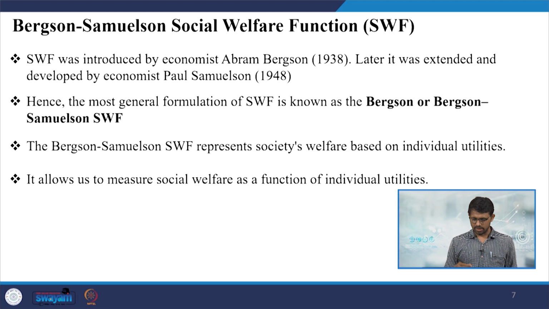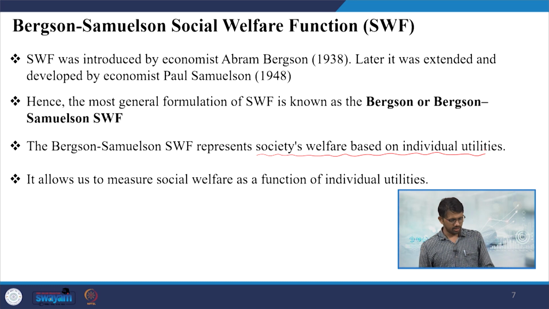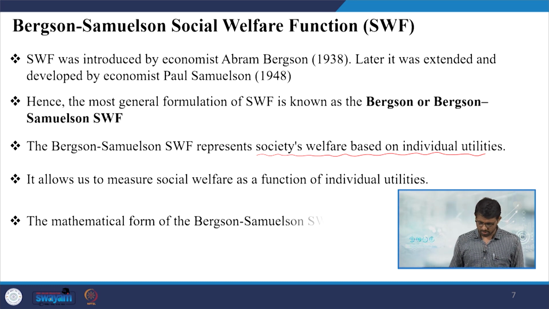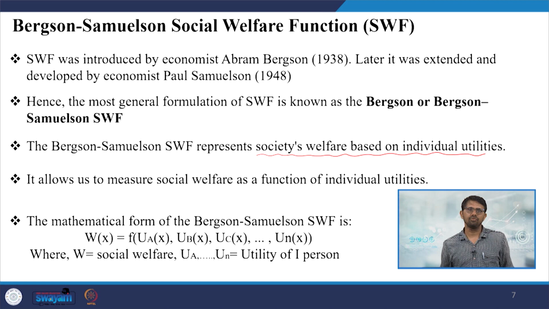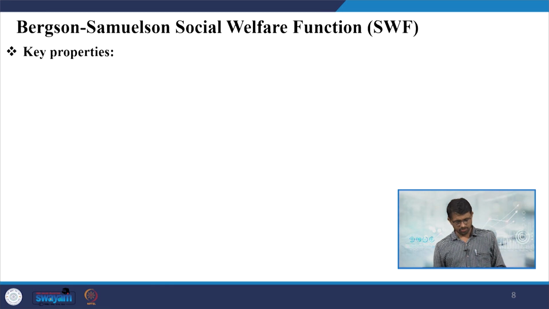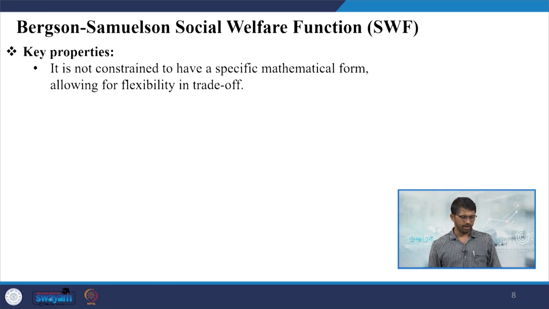So, how aggregation is made through the individual utilities is the challenge to be discussed, and in mathematical form this is written as W, that is the social welfare function, is a function of individual utility A, then individual utility B, then C, up to the nth person. So, each person's utility function is clearly identified.